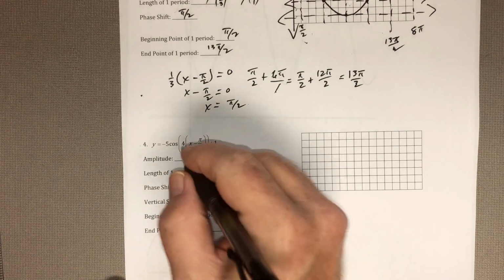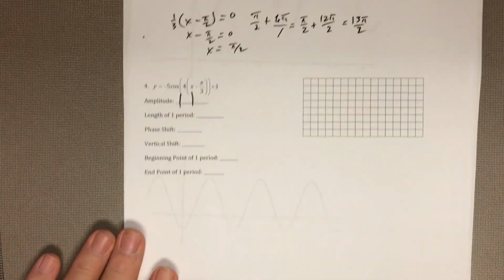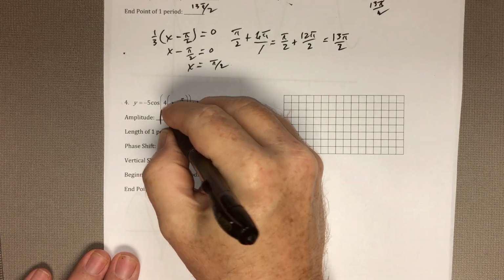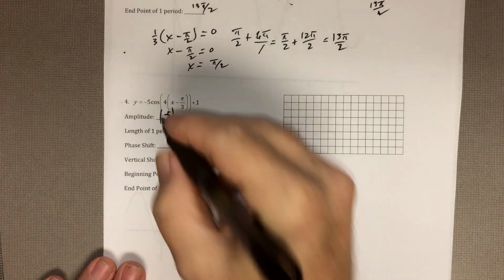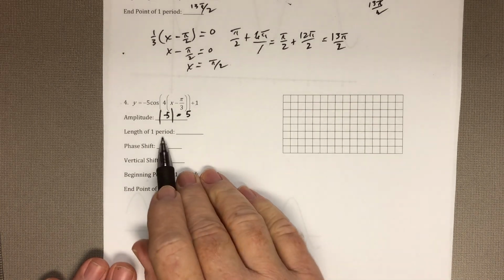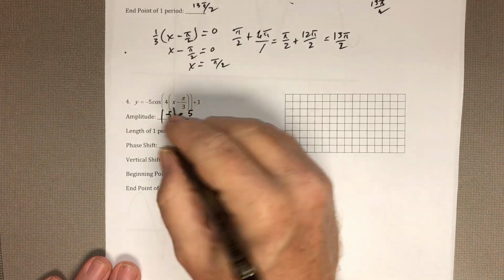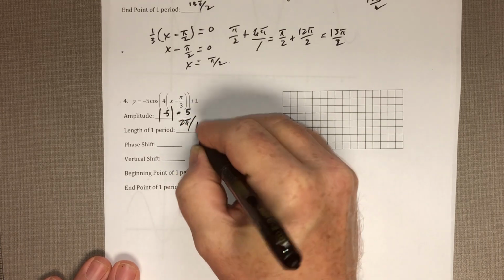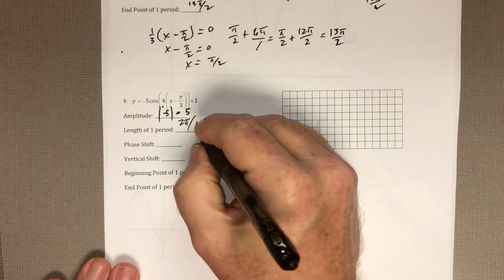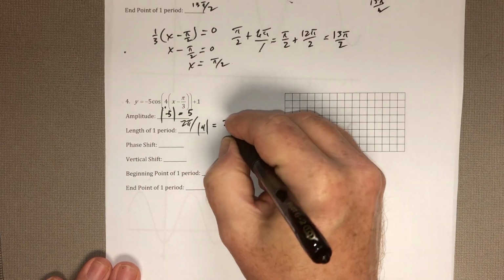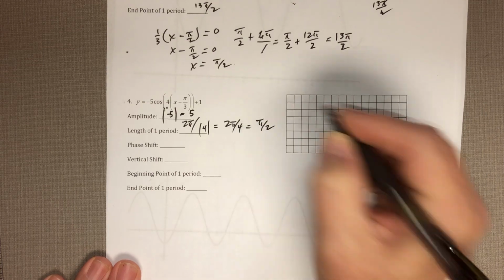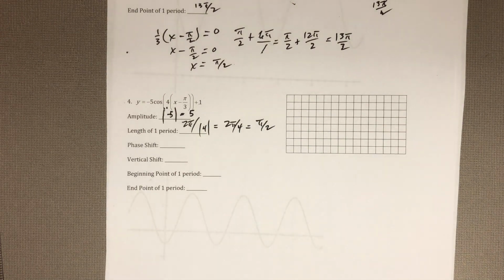Let's go down to the next one. The amplitude can be found by doing the absolute value of -5, the coefficient of the trig function, which means that amplitude's 5. The length of one period, well, for a cosine that would be 2 pi divided by the absolute value of b, and b in this case is 4. Well, that would be 2 pi divided by 4, which would be pi over 2. That's your period, pi over 2.